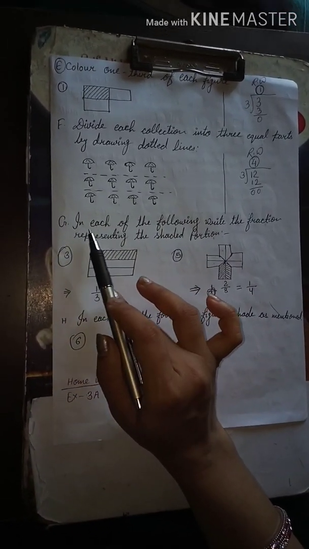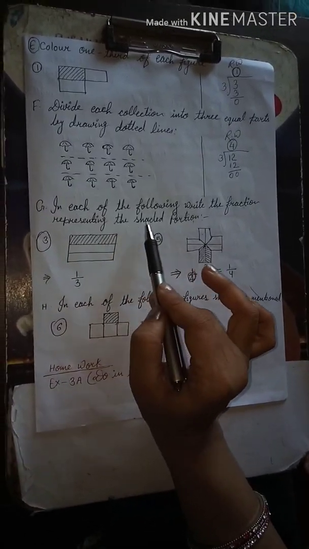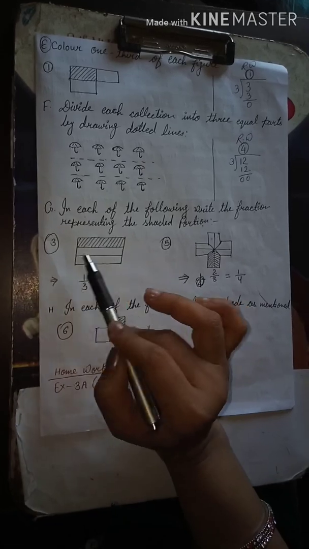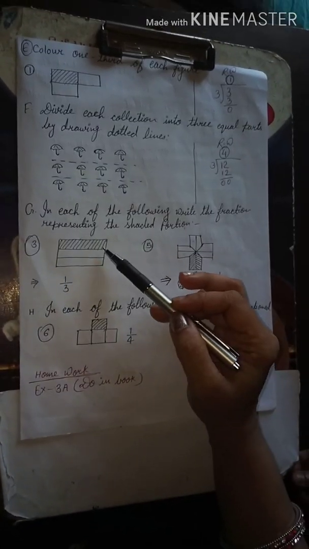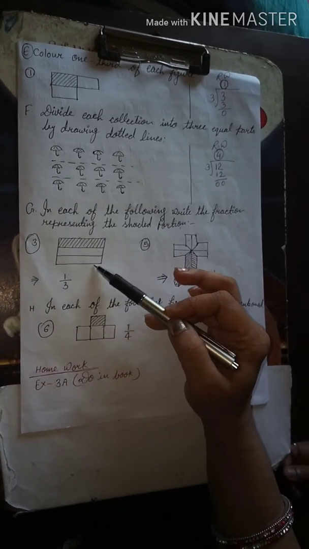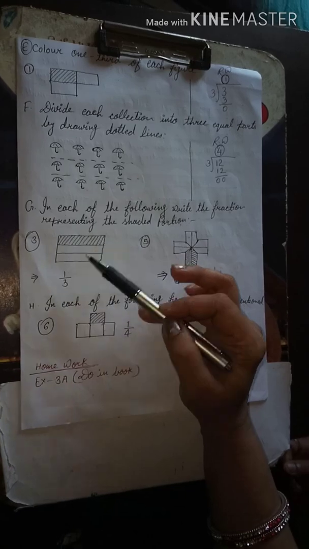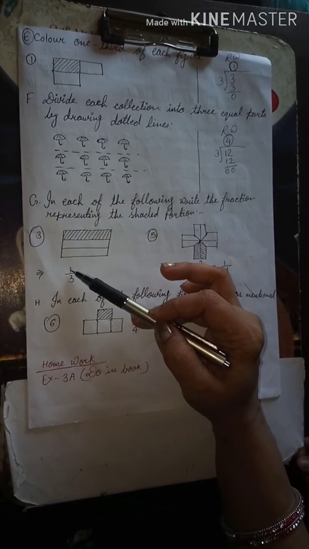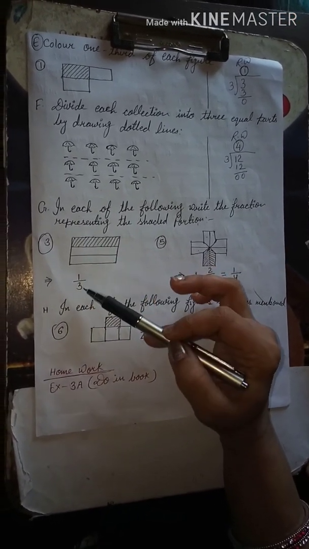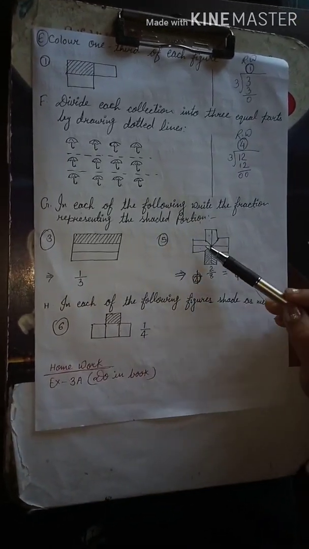Question number G. In each of the following, write the fraction representing the shaded portion. In this question, you see how many parts are shaded. 1 part is shaded and total parts 1, 2, 3. So shaded part, 1, will come in numerator and total parts will come in denominator. So 1 by 3.